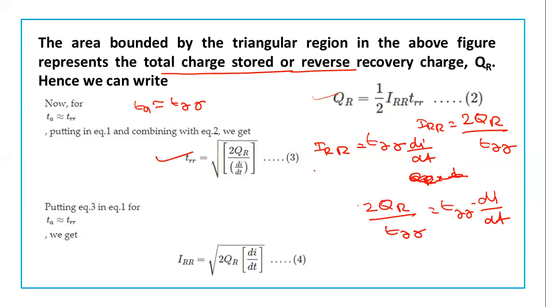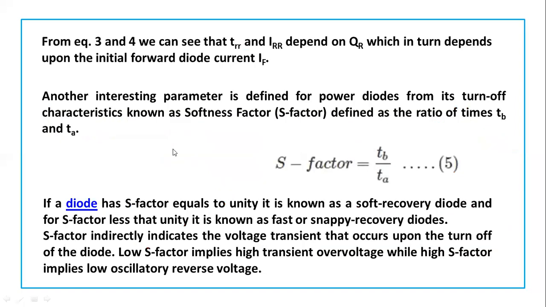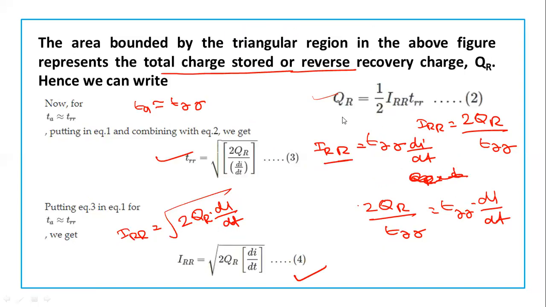Then substituting that for IRR, we get IRR is equal to TRR into di by dt, right? So you can substitute and it will be root of 2 QR into di by dt. That is the reverse recovery current, equation number 4. So from equation 3 and 4, we can see that TRR and IRR, that is the reverse recovery time as well as the reverse recovery current, both of them depend upon QR, that is the charge, which in turn depends upon the initial forward diode current IF.